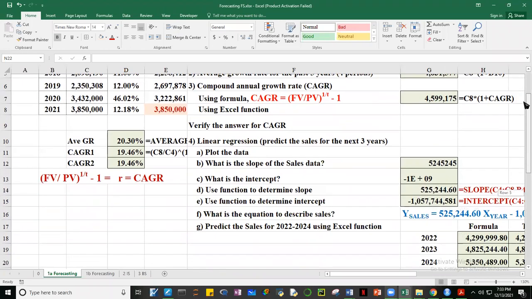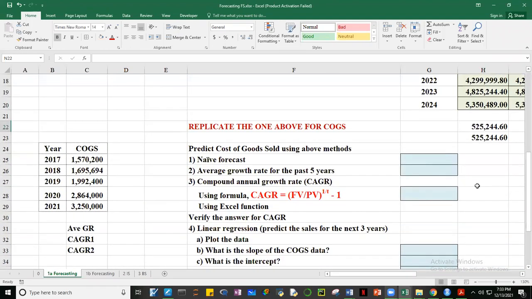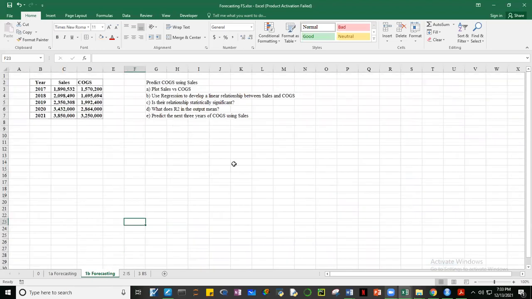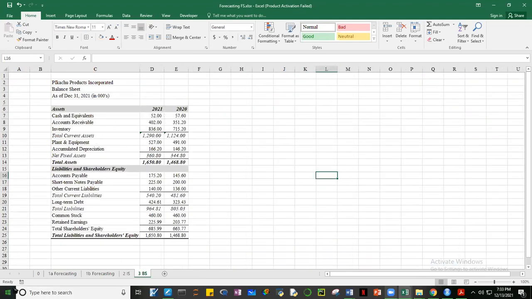All right. So next meeting guys, we'll just compare this and then we'll have another extension of regression where we will try to regress cost of goods sold on sales. And then we will now go to forecasting the income statement and the balance sheet.